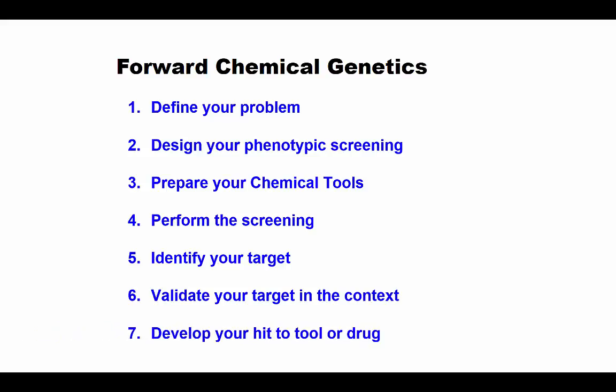After that, optionally, you can think about developing your hit. Here, the hit is the candidate molecule you found from your tools. And utilizing this hit molecule, you can think about whether to develop it into a useful academic tool or into drug development. So this is the general procedure of forward chemical genetics.